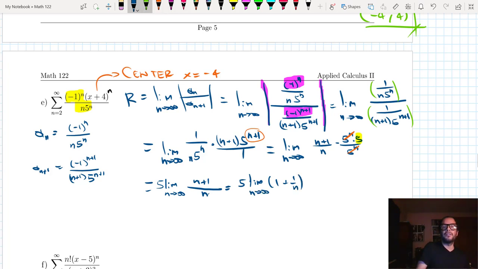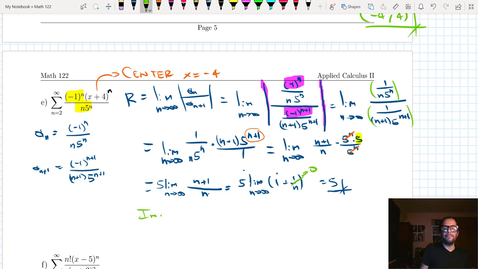And this whole term is going to go to 0. So we are going to be left with 1 times 5, which will be 5. So that's equal to the radius of convergence. Now from here, we are going to find the interval of convergence.